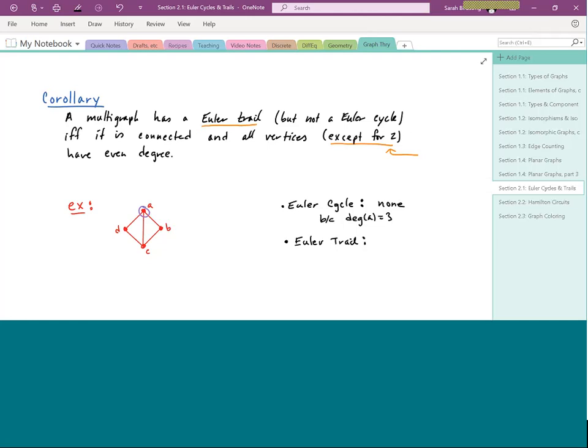I've got 1 vote for C. Anybody else have a preference? I'm seeing no other votes, so let's go to C. I'm going to put an arrow there to indicate that that's the first place we went. So once we go to C, now we have a choice. We can go either to B or to D. Do you guys have a preference?